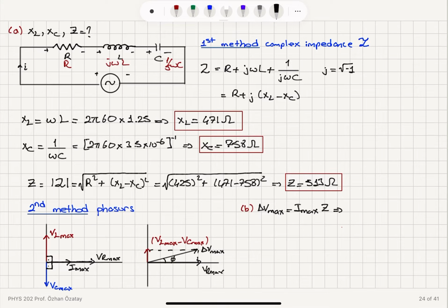So we have I max is equal to 150 divided by 513. 150 volts was the maximum voltage, and 513 ohms is the impedance of the circuit that I calculated. So this gives me a maximum current in the circuit of 0.293 amps.